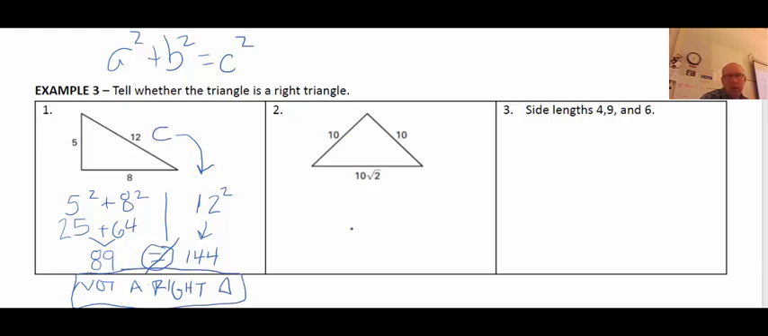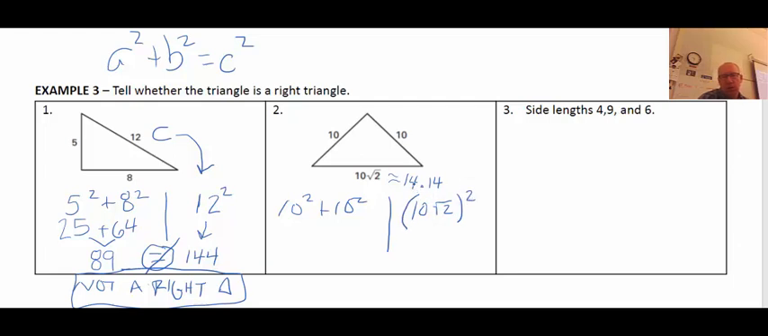Number 2, if you're unsure of which one is the largest side, especially with this unique value here, this simplified radical, go ahead and punch that into your calculator, and what you will see is that value is approximately 14.14. So therefore, that's got to be our c value as the longest side. So we will have 10 squared plus 10 squared on one side, and we will have 10 square root of 2 as an entire set being squared.